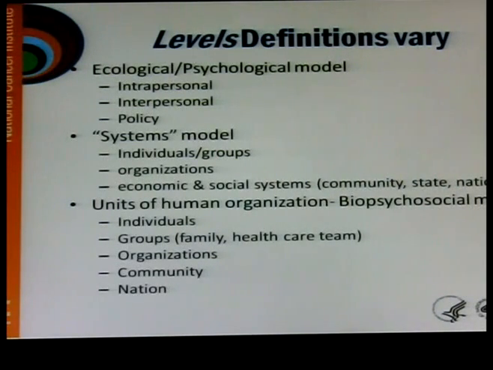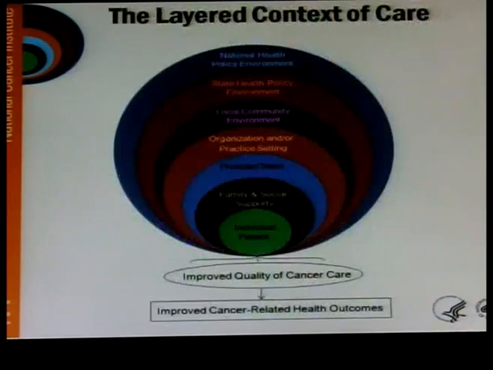That is George Engel. He looks at individuals, groups, organizations, communities, and the nation, really looking at the aggregates of individuals as, for us, potential targets of interventions. And so really, we take that model as our model.